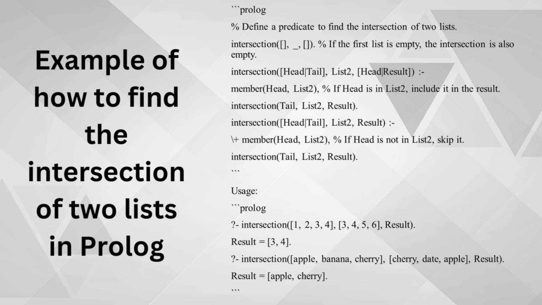So, how can we use it? You query intersection of 1, 2, 3, 4 in one list, and 3, 4, 5, 6 in another list, comma result. The result will be 3, 4, the common elements of both. Now the next query: intersection of apple, banana, cherry in one list, and cherry, date, apple in another list, comma result. The result will be apple, cherry.